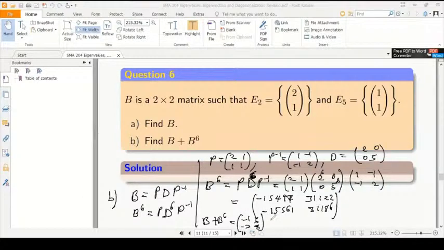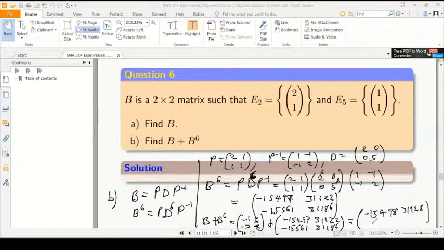So when I add this to B raised to 6, which I have above, which is negative 15,497, 31,122, negative 15,561, 31,186, this sum would then give me what the question wants, which is negative 15,498, 31,128, and here I would have negative 15,564, and this other element here is 31,194. So this is what the question wants.